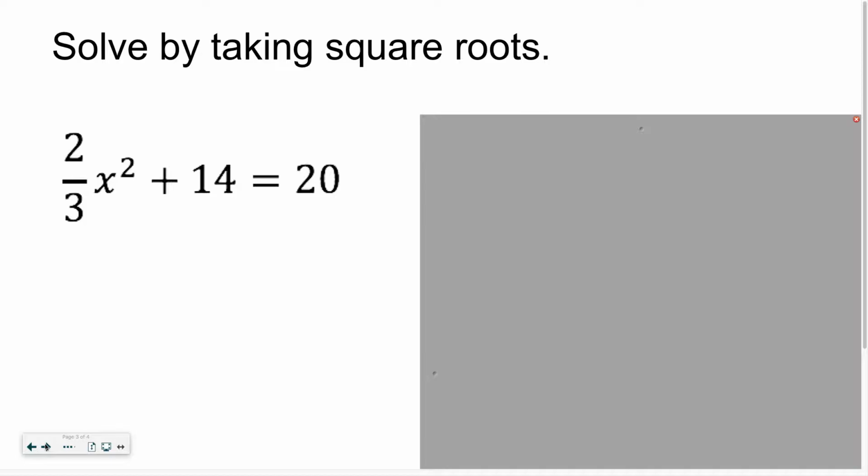Subtract 14 and multiply by the reciprocal. Yeah. Which number do I want to get rid of? Yeah. Eat my sandwich.